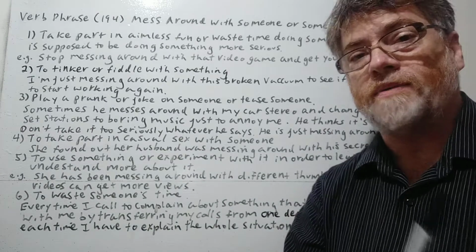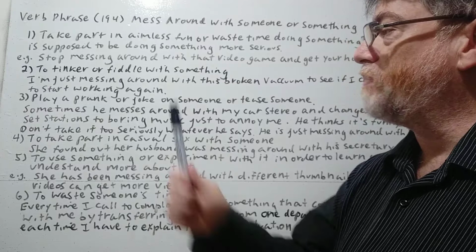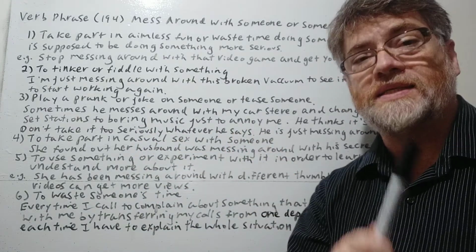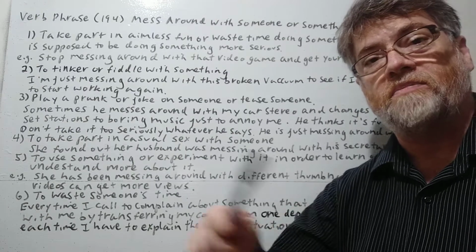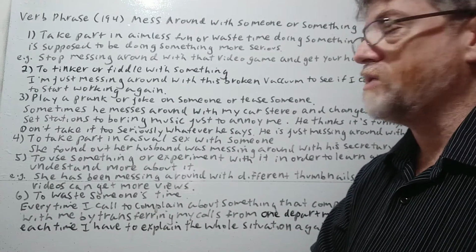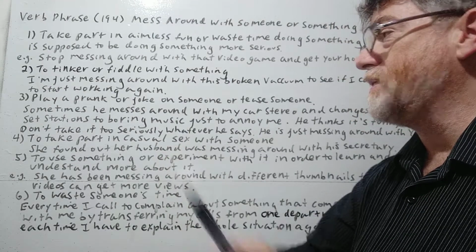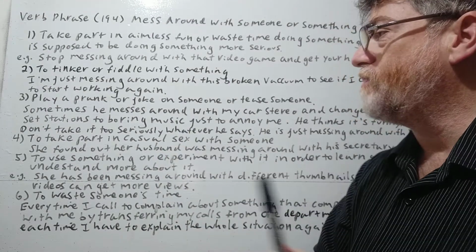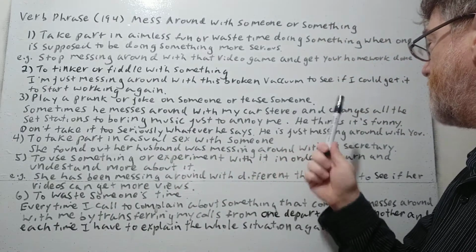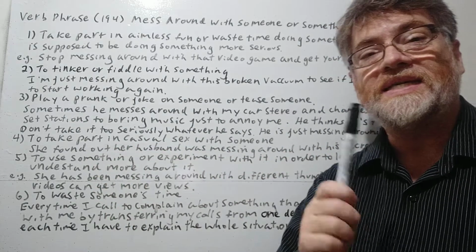All right, number 3 here. To play a prank or joke on someone or tease someone. So a lot of times we can say we're messing around with someone in this way. All right, so let's look at the example. We actually have 2 examples for this one. The first example, sometimes he messes around with my car stereo and changes all the set stations.